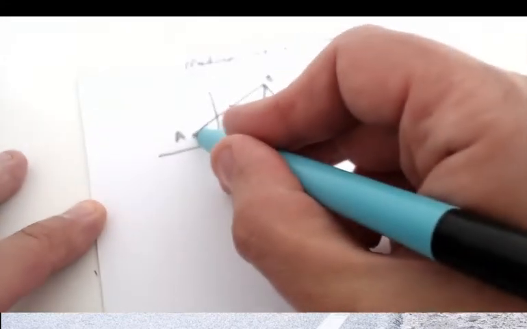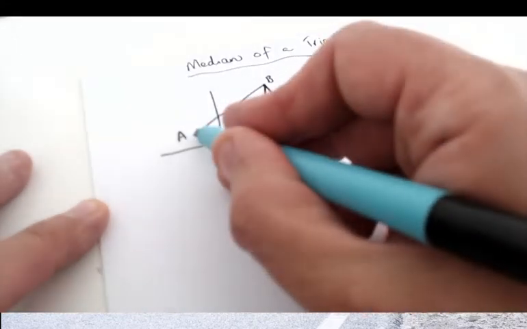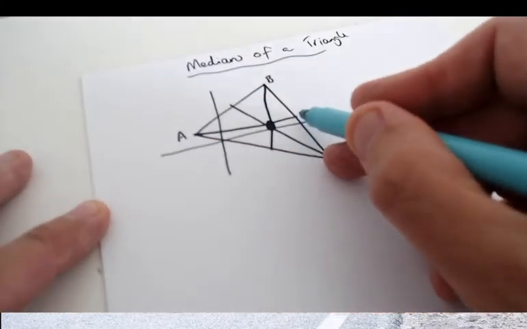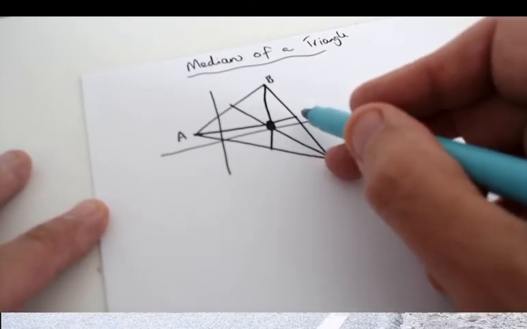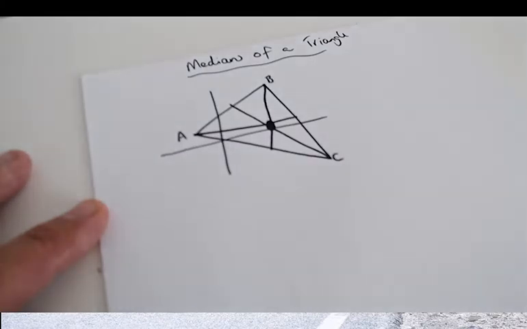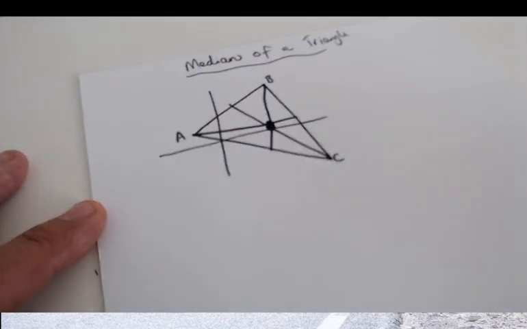How are we going to get the gradient? How am I going to get the gradient of that line? Remember what I just said. It goes to the middle of the opposite side. Now, we've already talked about how you find the midpoint of a side. We're going to have to use that.